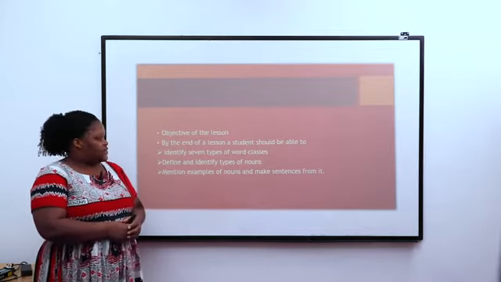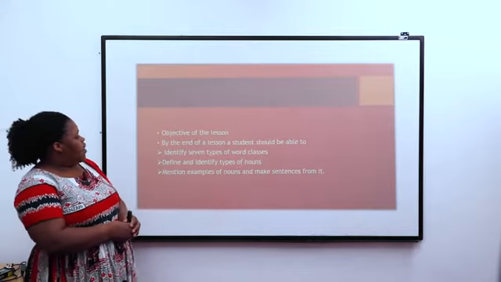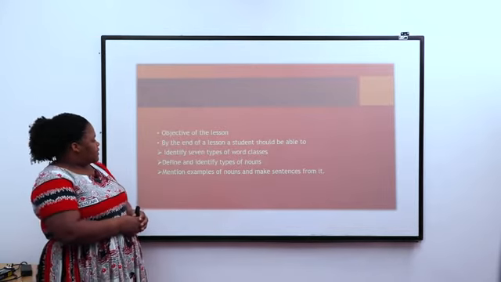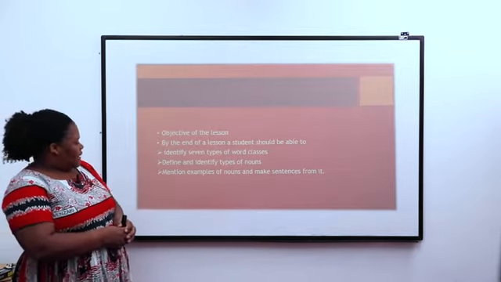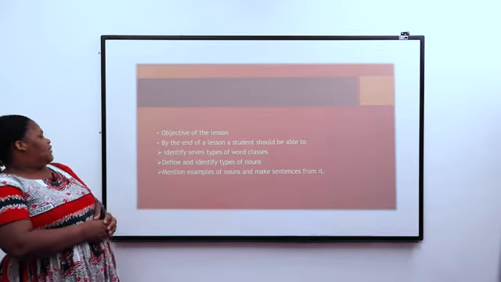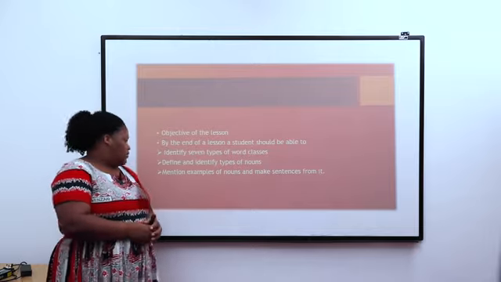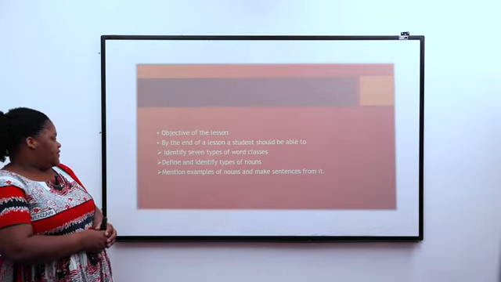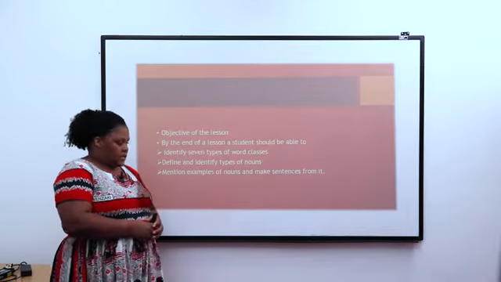And by the end of this lesson, we're expecting to achieve the following objectives. One, you should be able to identify 7 types of word class. Also, you have to define and identify the types of noun. And another objective is to mention examples of noun and make sentences from it.